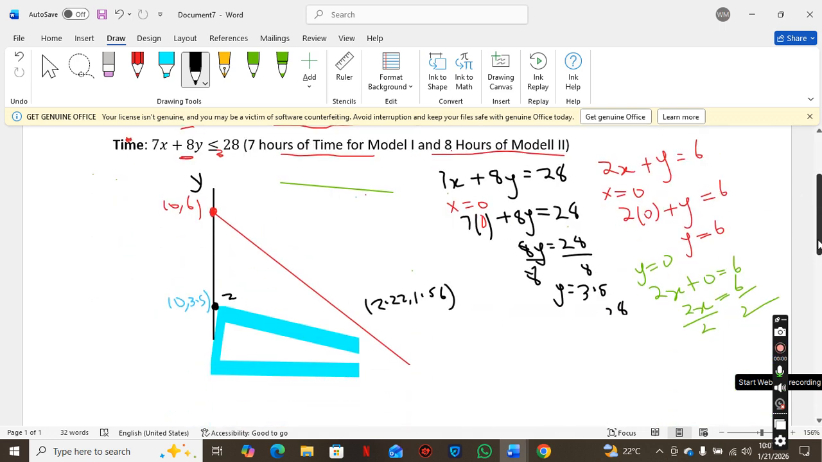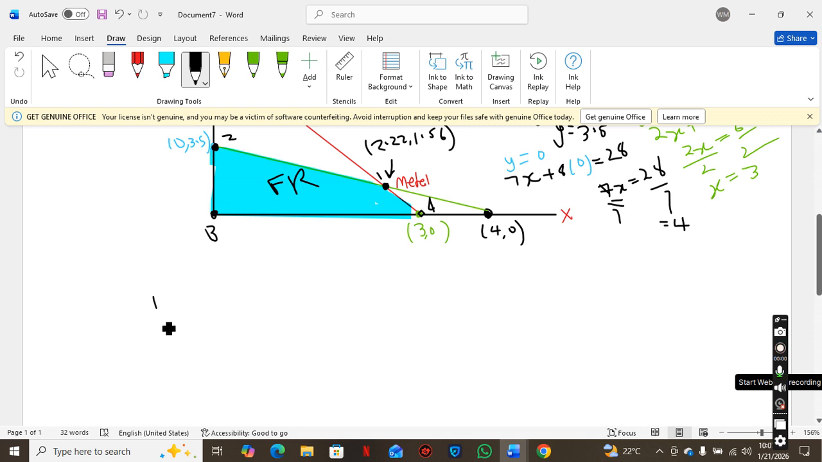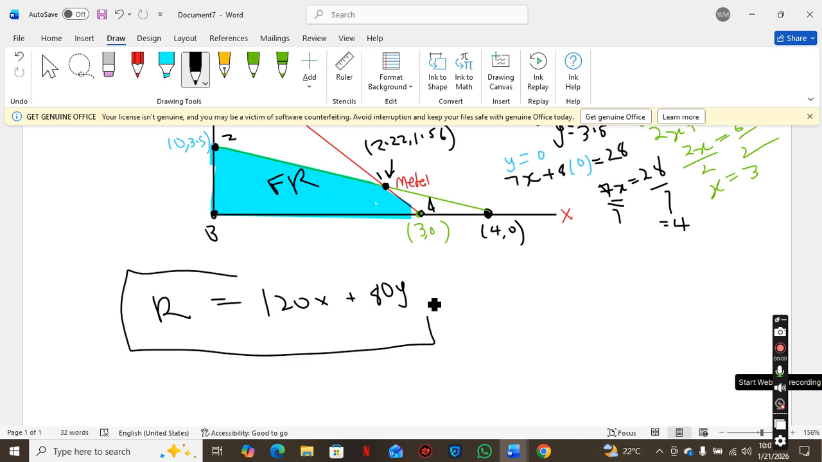All the corners of the feasible region, you're going to test them into this function here, the one for revenue maximization. This one, R equals 120x plus 80y. So all the corners of the feasible region, you are going to place them into this function to see which one will give you the highest revenue. Okay, which point will give you the highest revenue?